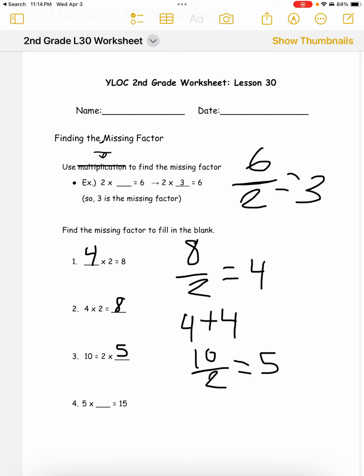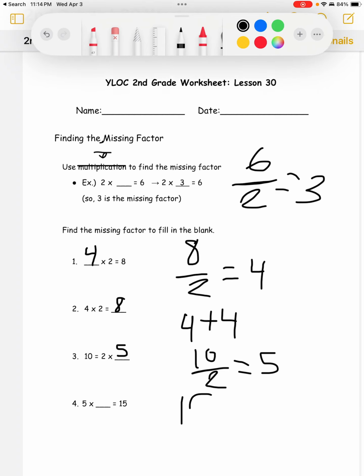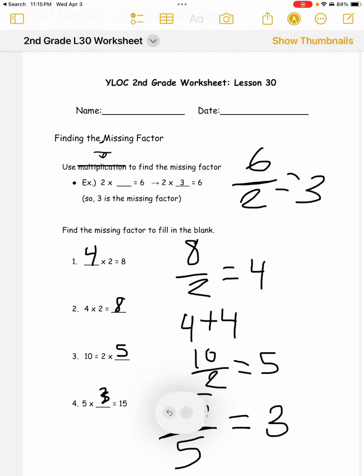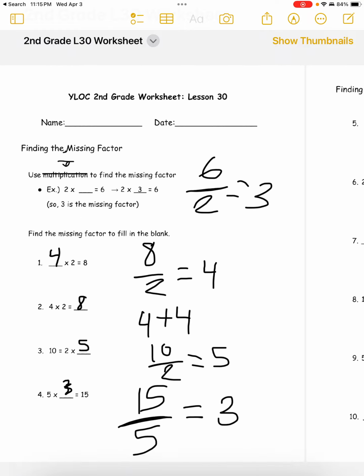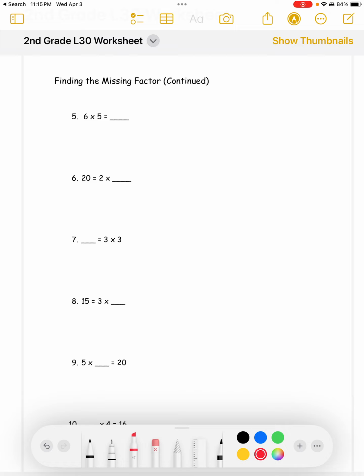Question number 4. 5 times blank equals 15. We could get the answer much quicker by 15 divided by 5, which is 3. So our missing factor would be 3. 5 times 3 equals 15. Okay, moving on to the next page. Page number 2. Missing factors continued.